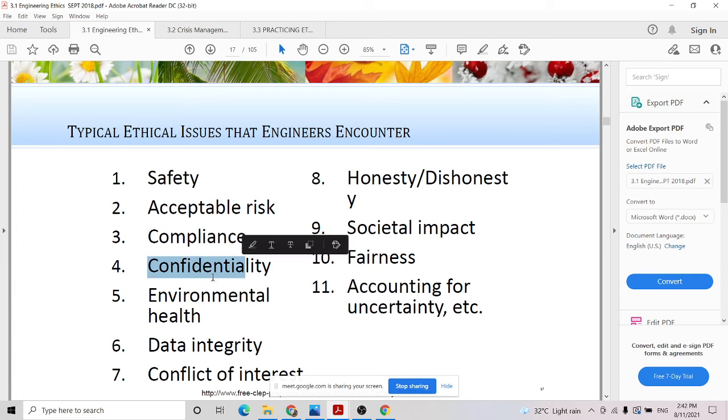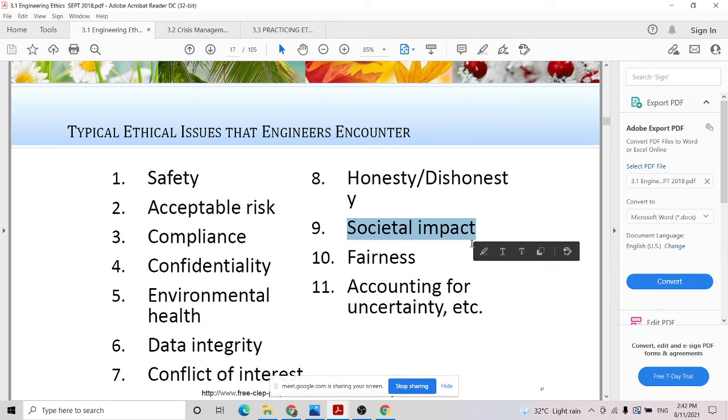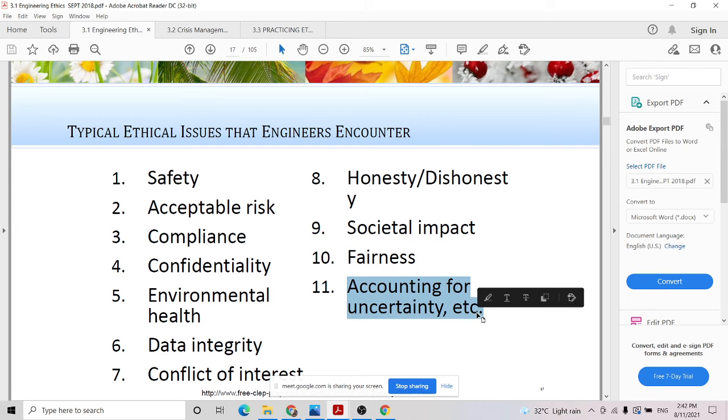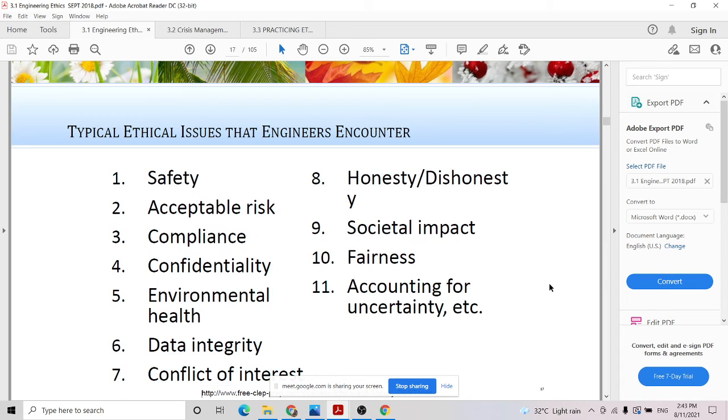Confidentiality, environment, integrity, and then conflict of interest, which we will discuss after this. Honesty and dishonesty, social impact. Compliance and social impact are closely related. Basically you need to comply, if not, you will have a social impact. Fairness, and lastly, accounting for uncertainty. You need to acknowledge uncertainty when you make your decisions, so you need to consider every aspect when making decisions. So these are the typical issues, we have 11, that engineers normally encounter.